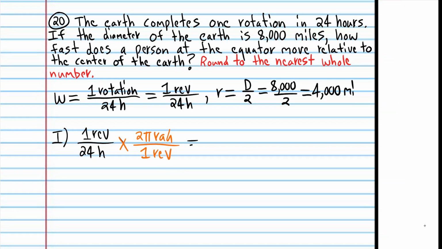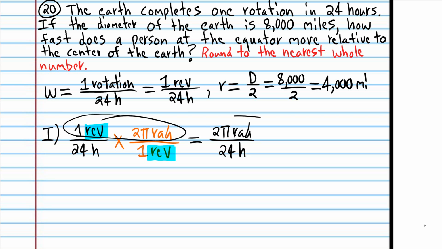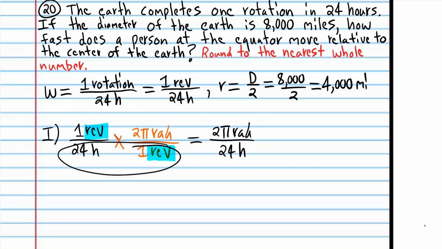And so we get, well, the revolutions cancel out, of course, and we get 2 pi radians in 24 hours. 1 times 2 pi is 2 pi, and 24 times 1 is 24. So now we can simplify, and we get pi over 12 radians per hour.